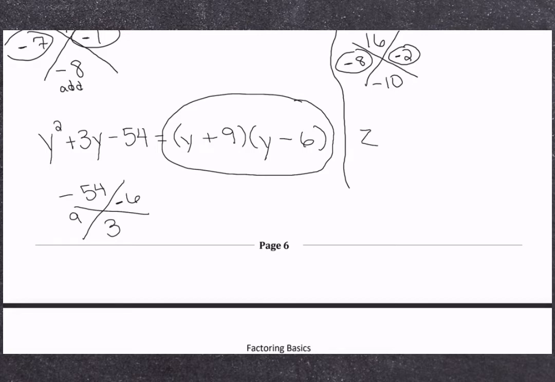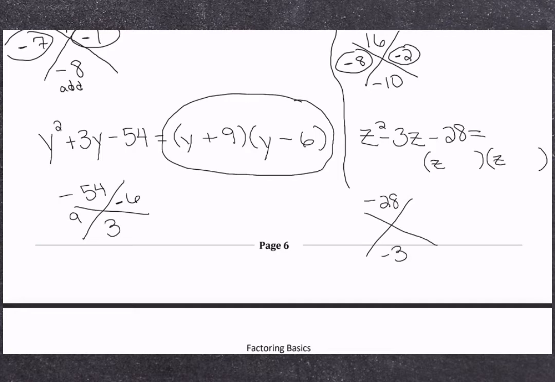So let's look at z squared minus 3z minus 28. So is there a GCF? No. How many terms do I have? 3. Is there a number in the front? No. So I can do 2 sets of parentheses, and I'm going to put a z in each one. And so I need to find a number that when I multiply, I get negative 28, but when I add, I get negative 3. Multiply to get negative 28, but add to get negative 3.